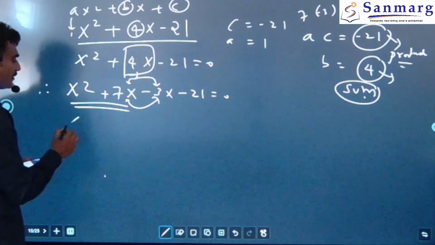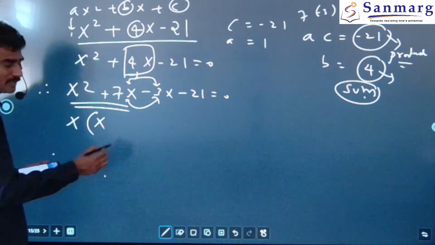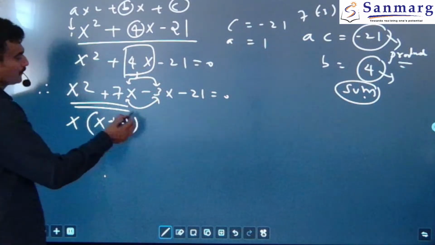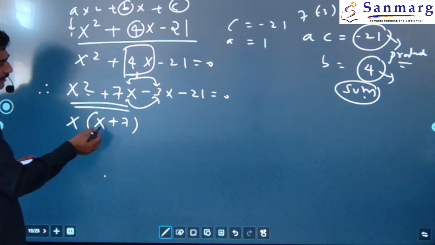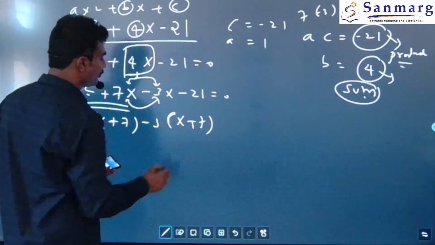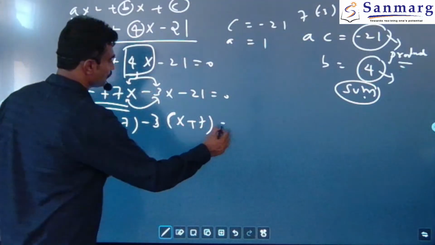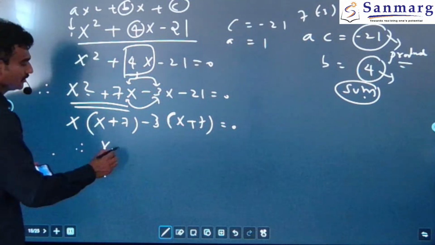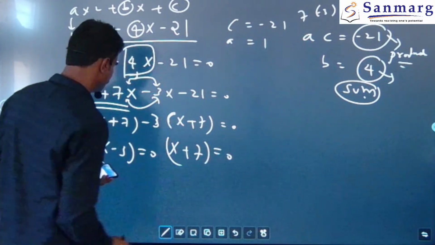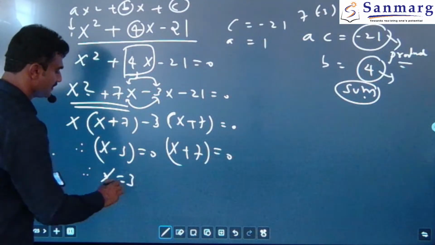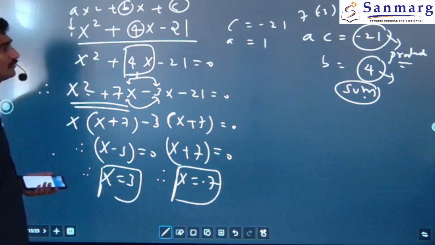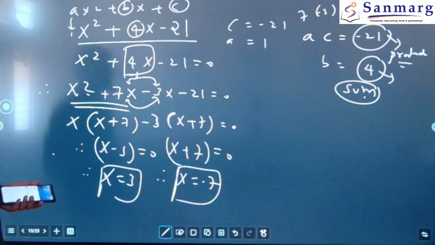Out of x square plus 7x, we can take x as common. We can write it as x into x plus 7. Take minus 3 as common, and we are left with x plus 7, equal to 0. Therefore, the next step is x minus 3 is equal to 0, or x plus 7 is equal to 0. Therefore, x is equal to 3, or x is equal to minus 7.